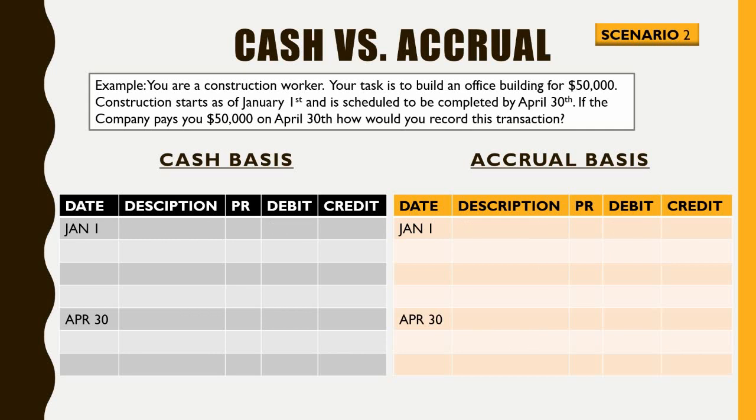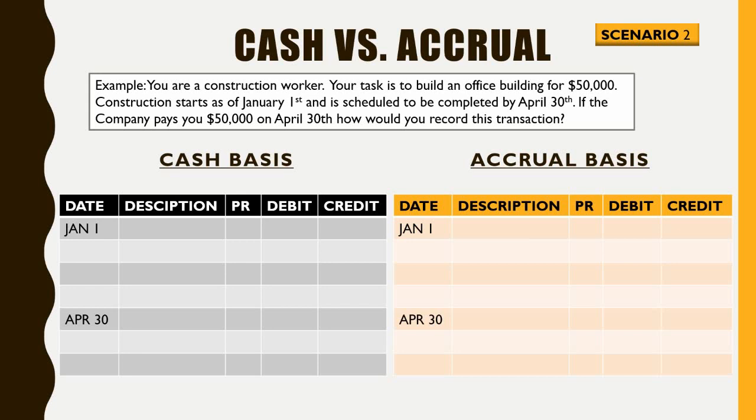Same idea: you're still the construction worker. However, the only difference here is that even though the construction project is supposed to start as of January 1st and is scheduled to be completed as of April 30th, the company decides to pay you the $50,000 at the end of the project on April 30th. How are you going to record the transaction here? So let's look at the cash basis. What am I going to record in January?